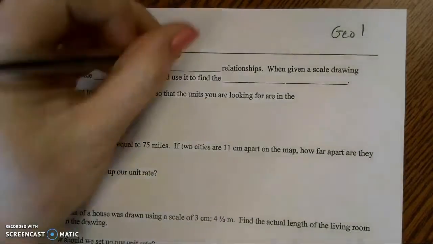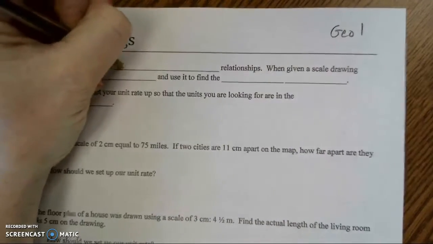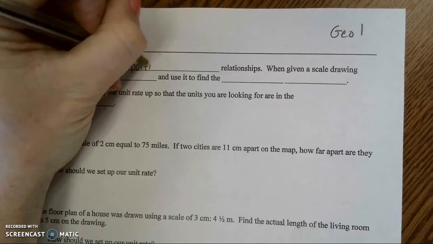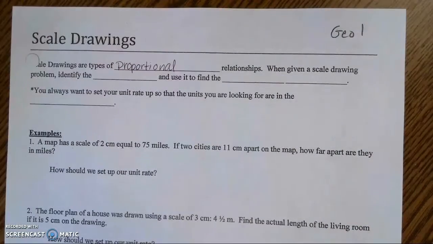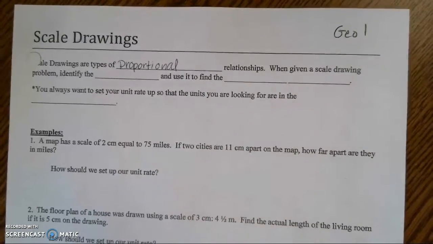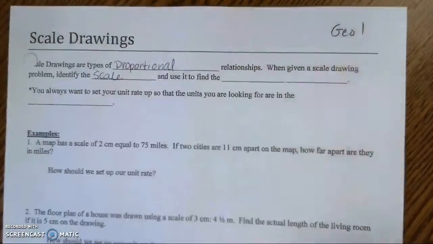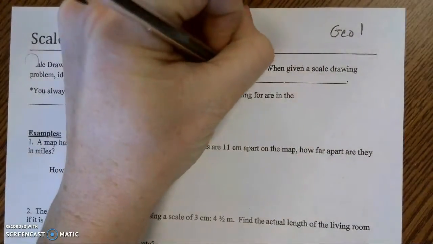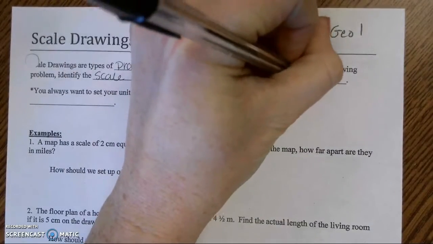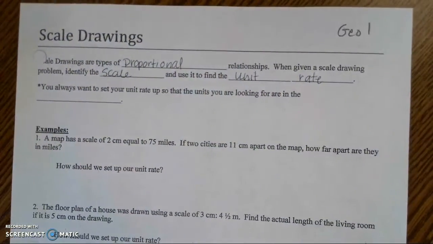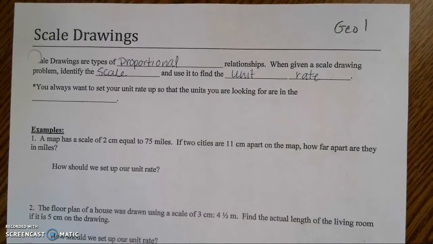Scale drawings are types of proportional relationships. When given a scale drawing problem, you want to identify the scale and use it to find the unit rate. For the problems that we're going to be solving today, we are going to be given a scale, like in example 1, and we're going to use it to set up a unit rate and then solve for whether we're looking for the scale miles or the actual miles.